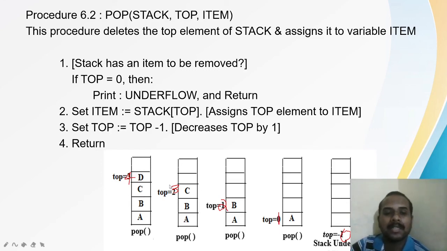Okay. Now let me say that I am present here and I want to do the pop operation. So I'll be copying C to the item. What is C? Stack of top to the item. Then what I have to do? I'll be decrementing the top by 1. So top was at the third position, and I'll be decrementing it by 1. So top is equal to top minus 1. It will be pointing to the second position now.